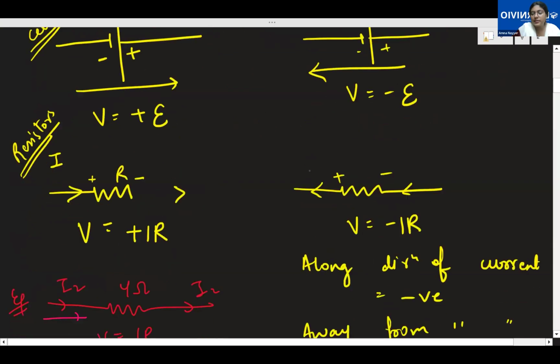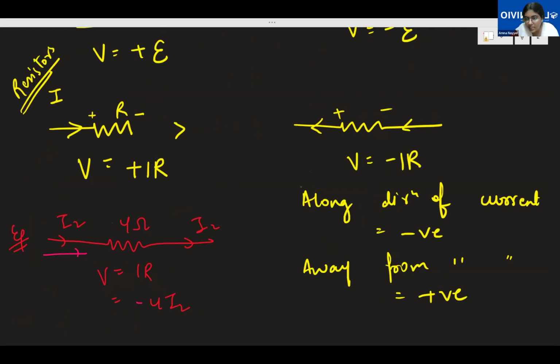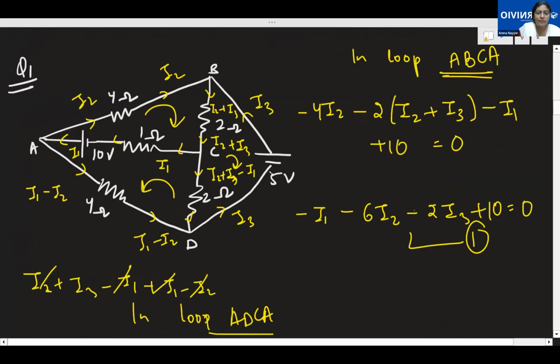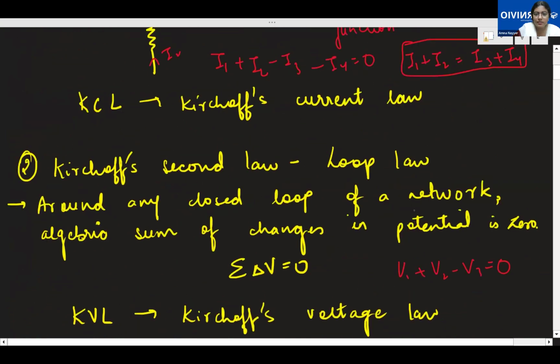See, if the current is going towards the left and the direction of your loop matches with the left, this will be minus IR. And if it is opposite, the current is going downwards and you are going upwards, it will be positive. That's how you have to determine that. Then the next part is, or let's see these questions. Or do one thing. First write it down, then let me discuss this. Just write down the notes also.